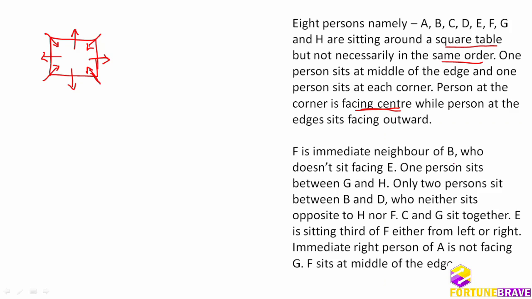F is an immediate neighbor of B, who doesn't sit facing E. So F and B are neighbors, but we do not know which side. So I am just going to write, who doesn't sit facing, so he will not face E. One person sits between G and H. Only two persons sit between B and D, who neither sits opposite to H or F. So he will not sit opposite to H or F.